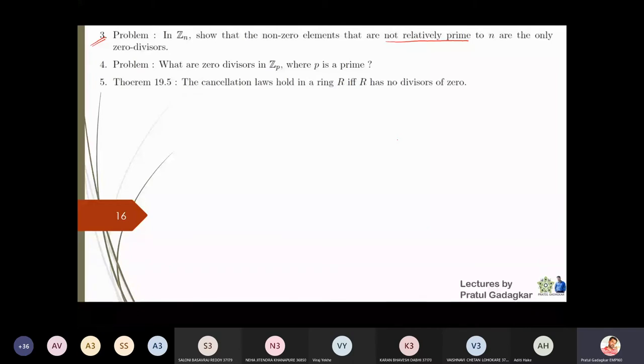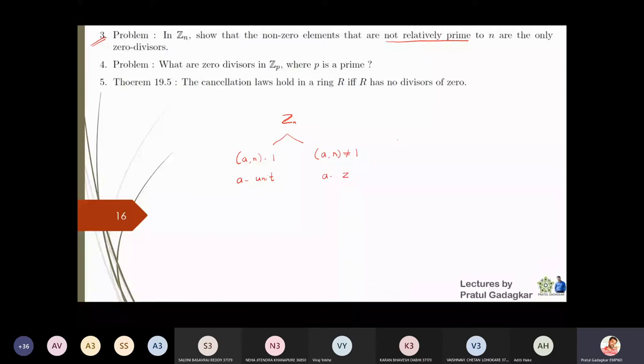of Zn. Okay, so in Zn, what I have to remember, two things: if a number is relatively prime to n, then that number becomes a unit, and if a number is not relatively prime to n, then that becomes a zero divisor. Okay, so this is the reason.